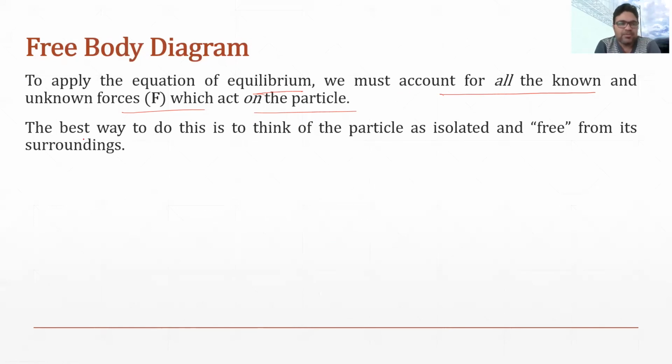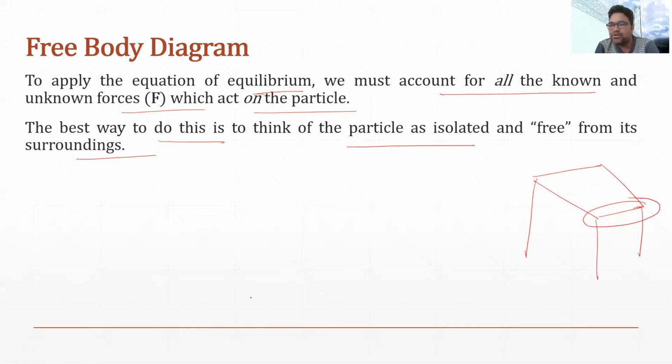So as it says, the best way to do this is to think of the particle as isolated and free from its surroundings. So basically, if there is a building like this, and if we want to analyze this particular beam only, in that case we will show this beam and display the load which will be coming on this beam, and we will also show the reactions which will be offered at the supports. So that becomes the free body diagram of this particular beam. This is what the free body diagram is all about.